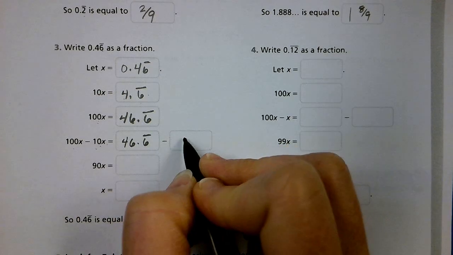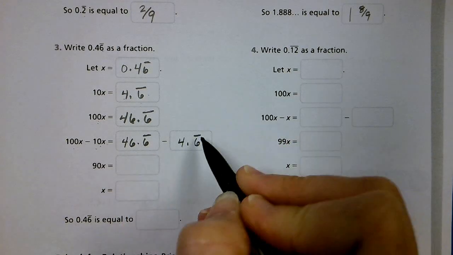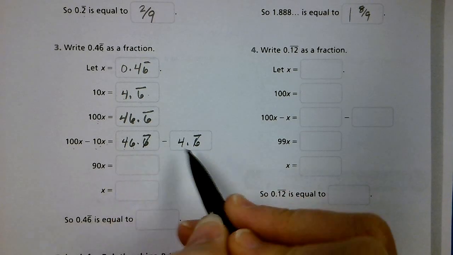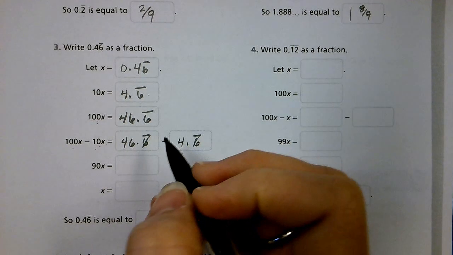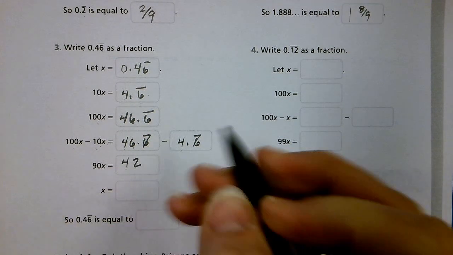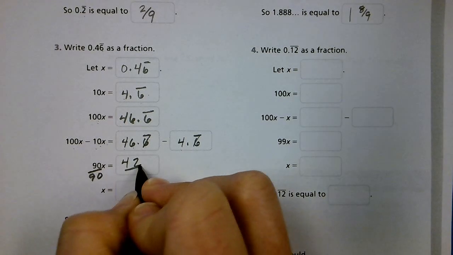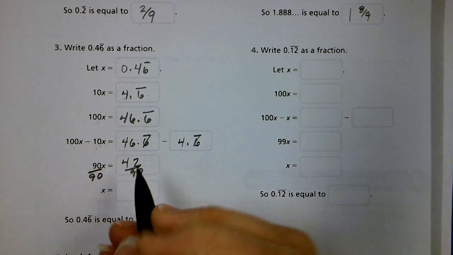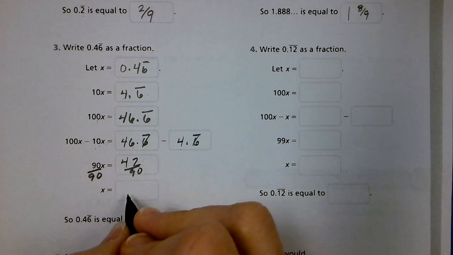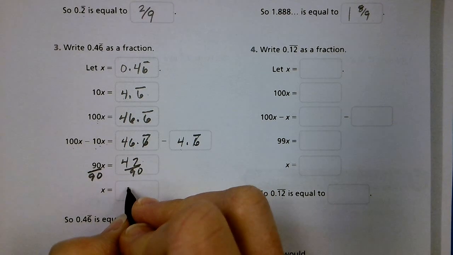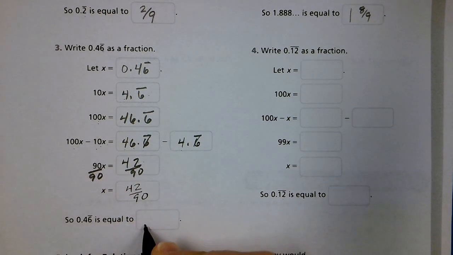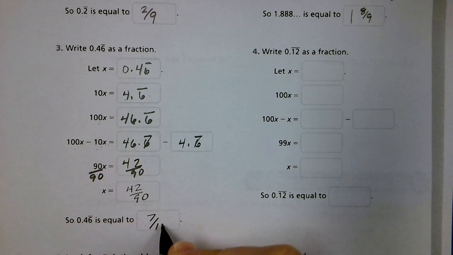46.6 repeating minus 4.6 repeating. Again, that's going to cancel out that repeating decimal, and you're going to take 46 minus 4, which is 42, and then divide by 90. Now 42 divided by 90, those are both even, so you can keep reducing and simplifying that fraction until you get, x is 42 90ths, and we're going to simplify that all the way down to 7 fifteenths.